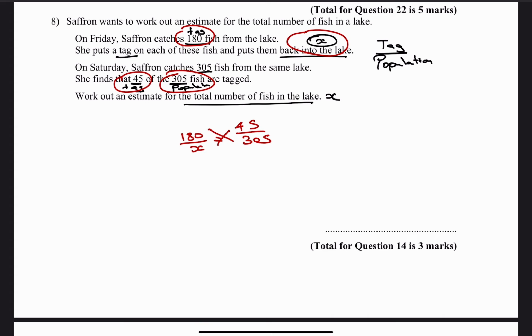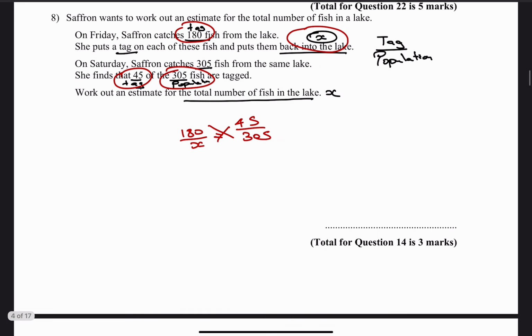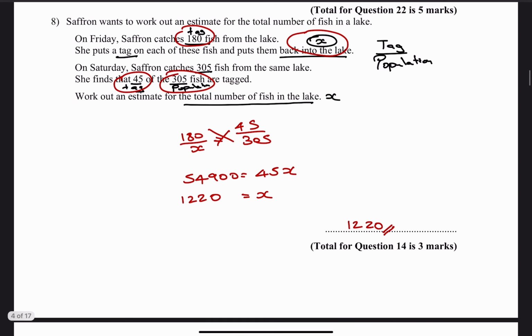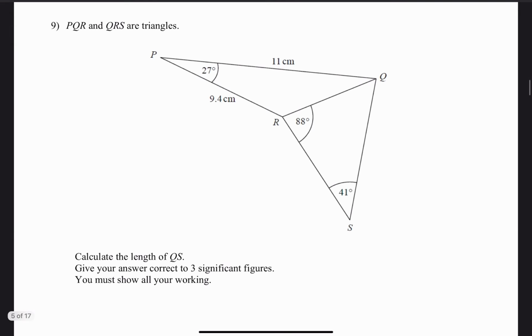180 times 305 gives you 54,900 equals 45x. Divide that by 45, that is going to give you 1,220. So how much is my population? 1,220. That's my population. That's my answer. 3 marks. Easy. Good. Always remember, tag over population equals tag over population. Very simple.